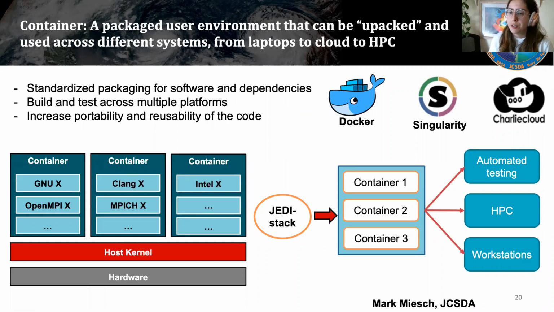We use Docker containers in our AWS and Travis CI system, and we have 3 different containers based on 3 different compilers: GNU, Clang, and Intel. We use those to thoroughly test the JEDI code in different environments, and that ensures that we are not failing if we change the compiler or the environment.